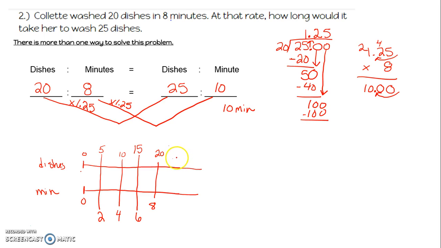I know there's lots of ways to go about it. So now that I know my dishes, 5, 10, 15, 20, 25, and my minutes, 2, 4, 6, 8, 10, I know that 25 dishes take 10 minutes with the double number line. You could also use a tape diagram, lots of ways to go about this problem. I hope that helped.